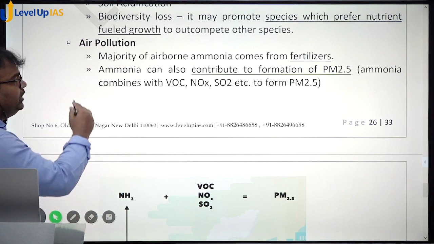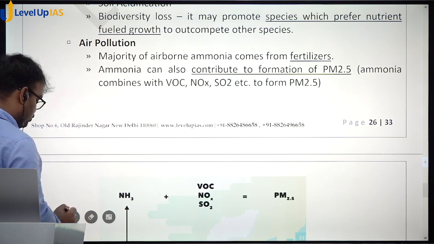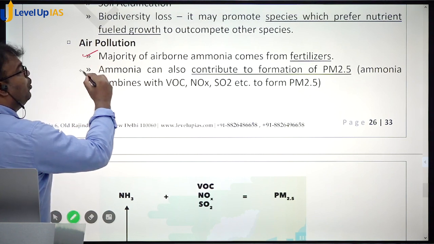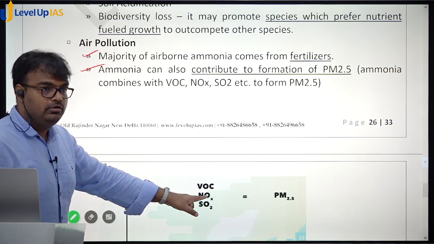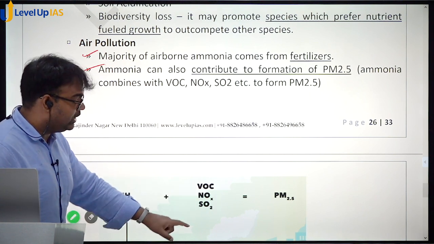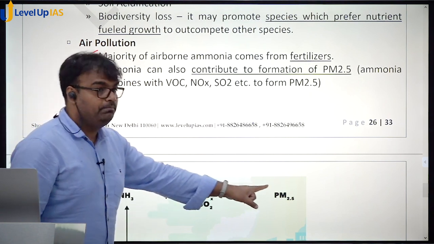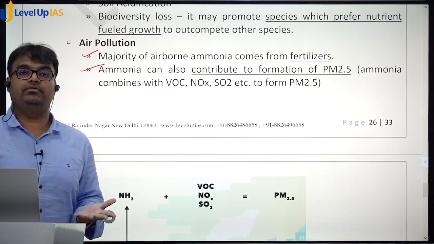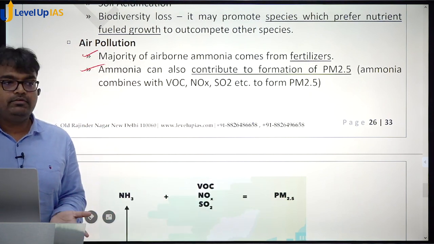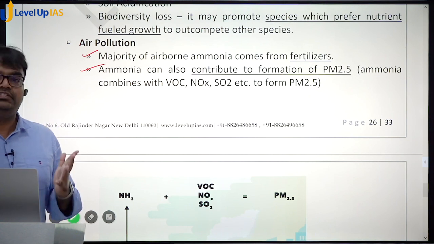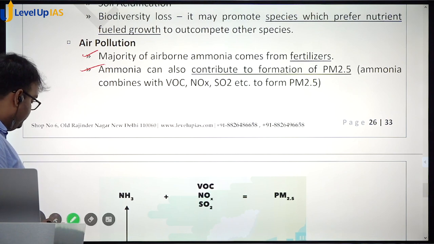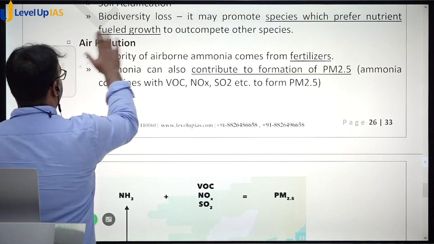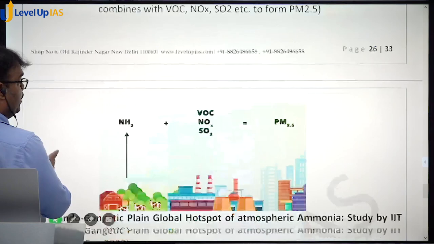Then, other than ammonia itself being a pollutant, it can also combine with things like volatile organic compounds, NOx or SO2 to form PM2.5. We have already studied PM2.5. PM2.5 is one of the most dangerous pollutants. So ammonia can combine with these to form PM2.5.